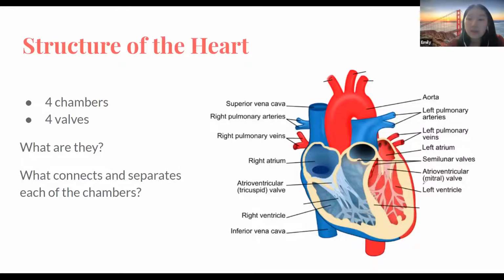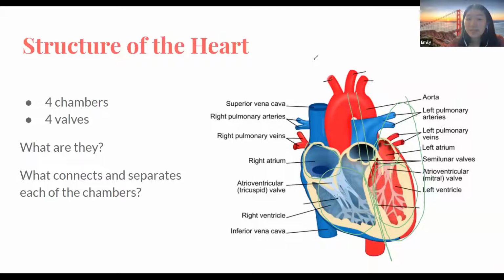So the 4 chambers, we're going to have 2 smaller chambers on the top here, which are called atria or atrium, which is the singular form. And then we are also going to have 2 larger chambers on the bottom, which are going to be called ventricles. So 2 atria and 2 ventricles, and you have 1 atrium and 1 ventricle on the left and right side of your heart. If you divided the heart in half, this left side has 1 atrium and 1 ventricle. The right also has 1 atrium, 1 ventricle.